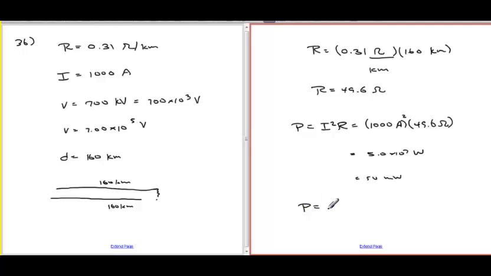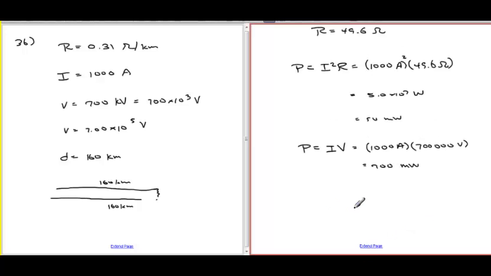The actual power transmitted in this case is the current times the voltage. The current is 1,000 amps times the voltage, which is 700,000 volts. So if I take 1,000 times 700,000, I get 700 megawatts. So if you look at the percentage, you would take 50 divided by 700 times 100%. So 50 divided by 700 is 7.1% loss, which is actually still kind of big. Make sure I got that right. Yep. Okay, so that's how you do 36.